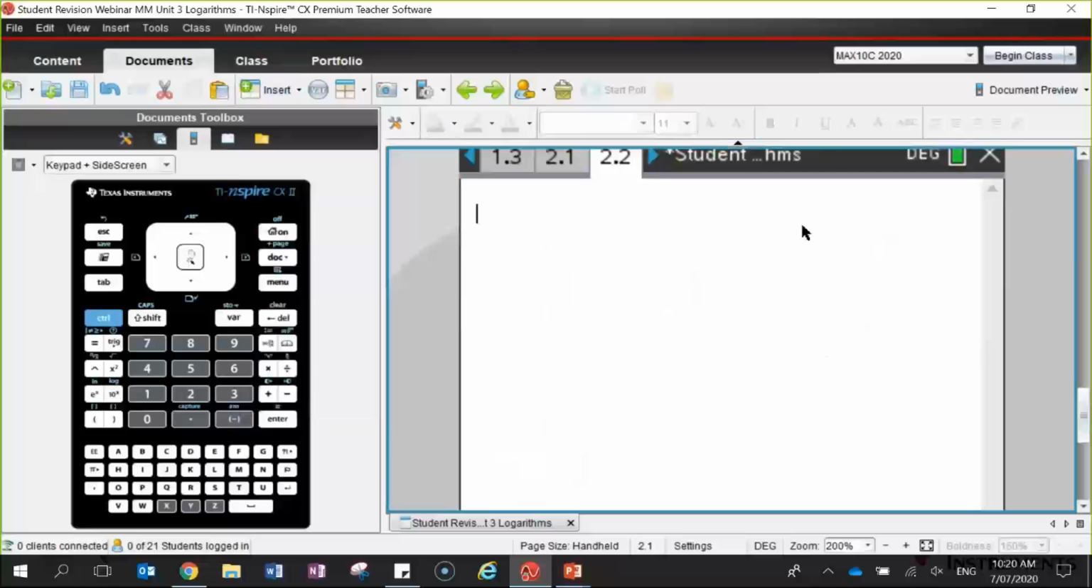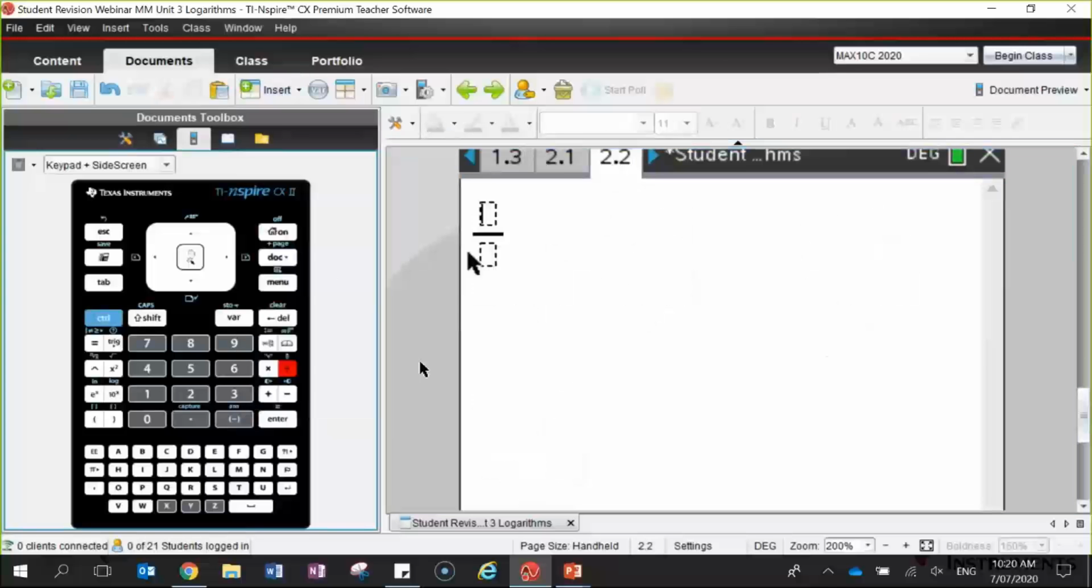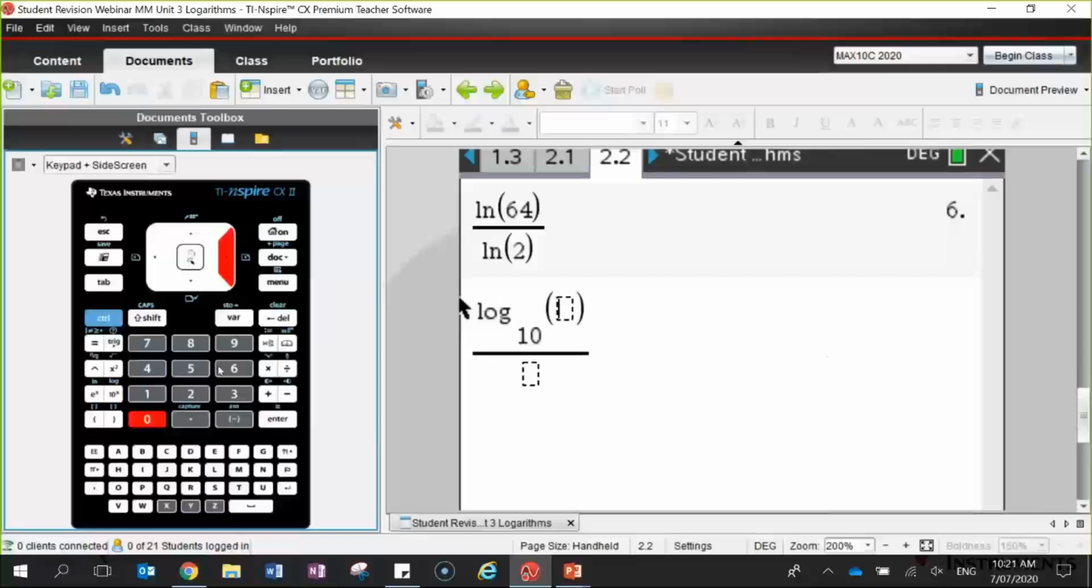I'm going to put a calculator page in. I'm going to add my fraction that I just had. I'm going to show you that it actually works as well with natural log. If I have natural log of 64 in my numerator, and I have natural log of 2 in my denominator, it gives me the answer of 6. Or, as I said, it's exactly the same if I've got log base 10 of 64 over log base 10 of 2, and the answer is 6.